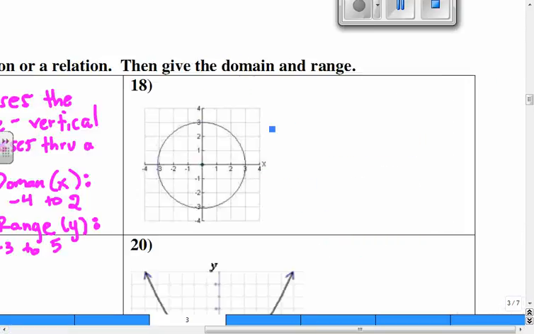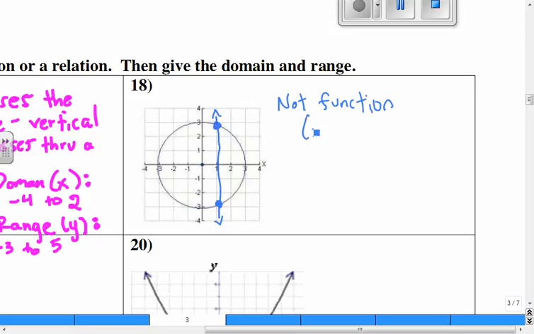Okay, we're asked to determine if this is a function. We know that to determine whether something's a function, we use the vertical line test. And as we can see, this circle fails the vertical line test because the vertical line goes through the circle twice. So it is not a function, which must mean it is a relation only.